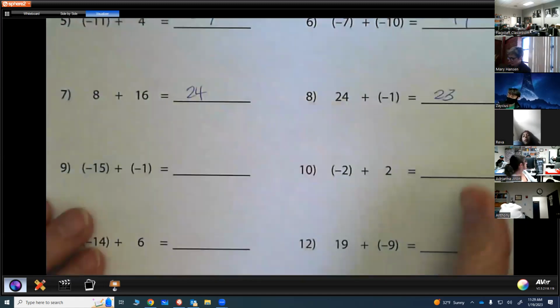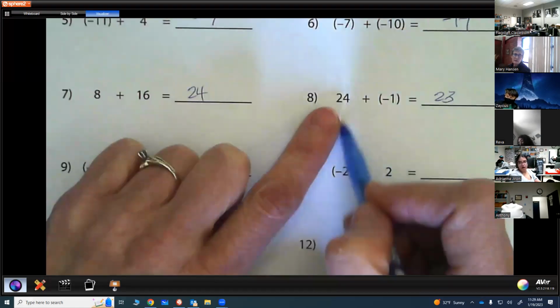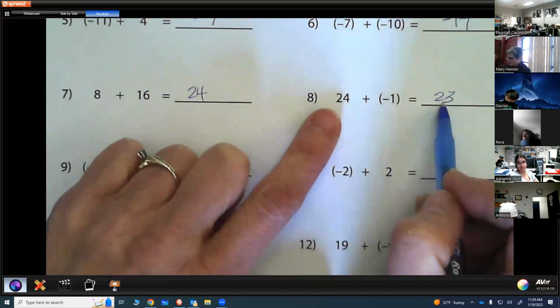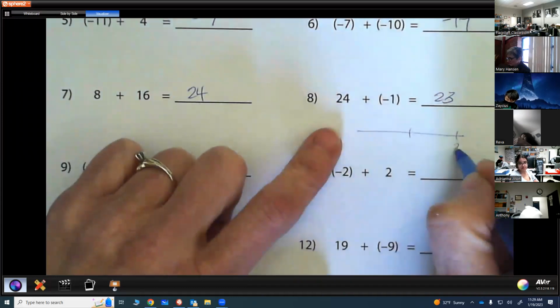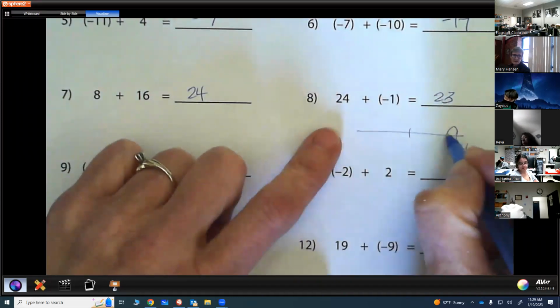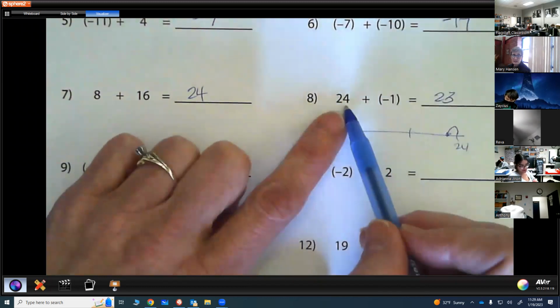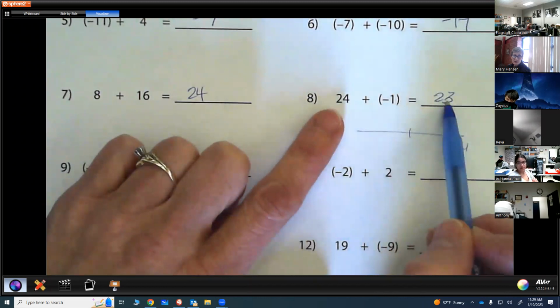Good job. Because basically I have 24 positive charges, 1 negative cancels out one of those positives, leaving me with only 23. Or I'm starting on the number line way over at 24 and I'm moving to the left only 1 place. The rule says when the signs are different, subtract the numbers and keep the sign of the larger.